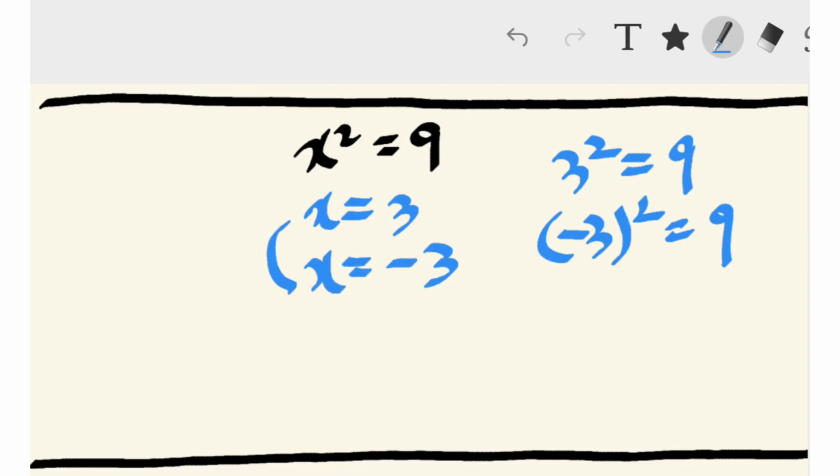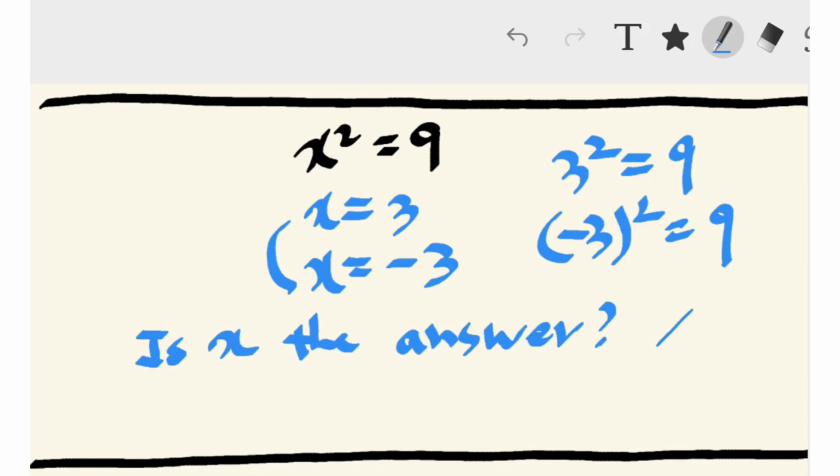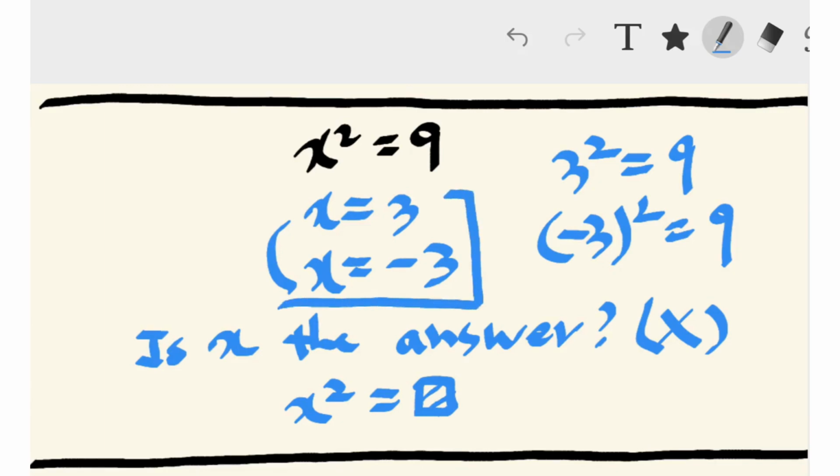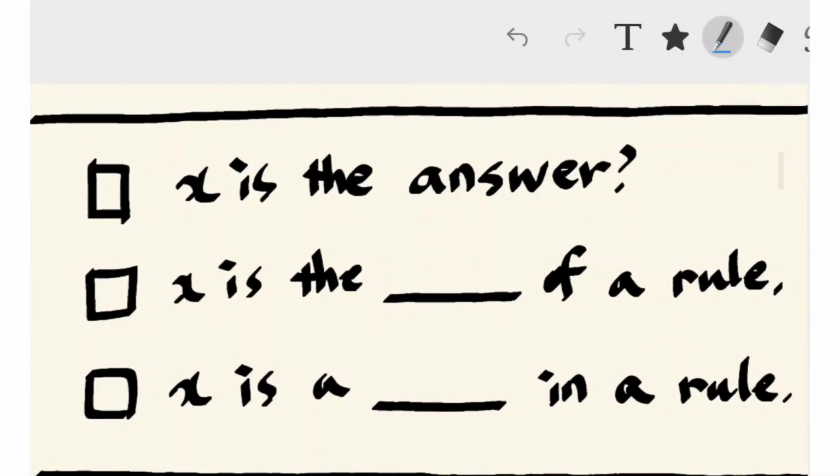Now, here is the important question. Is x the answer? No, x is the input of a rule. The rule is: square the number. And both 3 and minus 3 fit into that rule and make the statement true. So x is not the answer. x is a role in a rule.